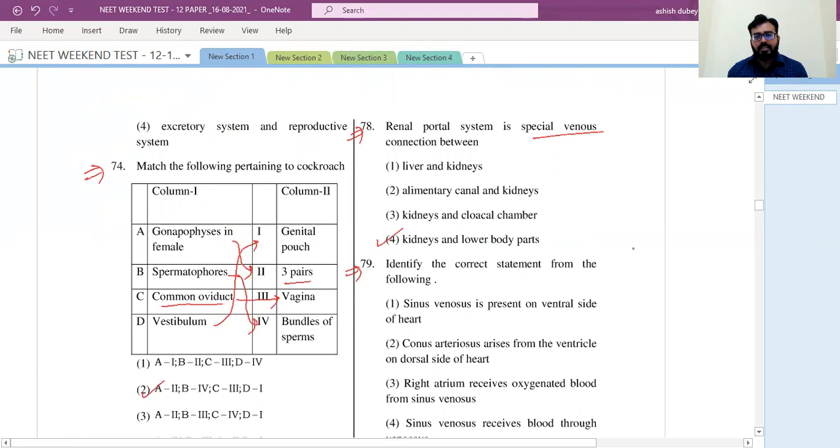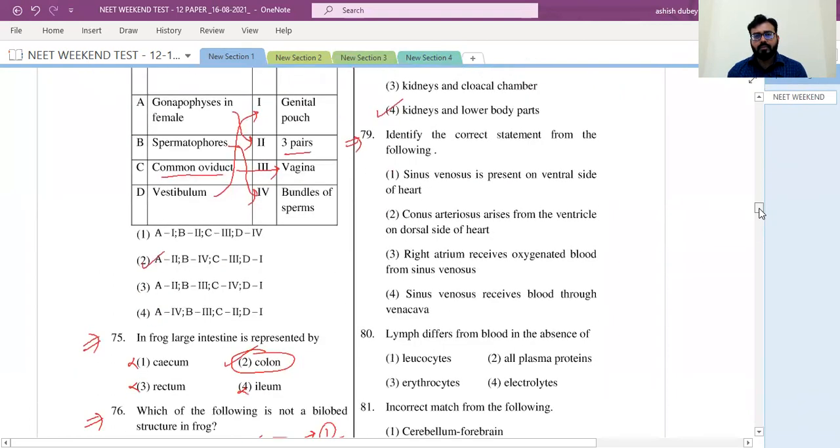79th question, identify the correct statement from the following. Sinus venosus is present on the ventral side of heart? No. Conus arteriosus is present on the ventral side of heart. Conus arteriosus arises from ventricle on the dorsal side of heart? No, on the ventral side. Right atrium receives oxygenated blood from sinus venosus? Just a moment ago, we discussed this. Right atrium receives deoxygenated blood, not oxygenated. And sinus venosus receives blood through vena cava. This is correct. You have to choose the correct statement, so the answer should be fourth.